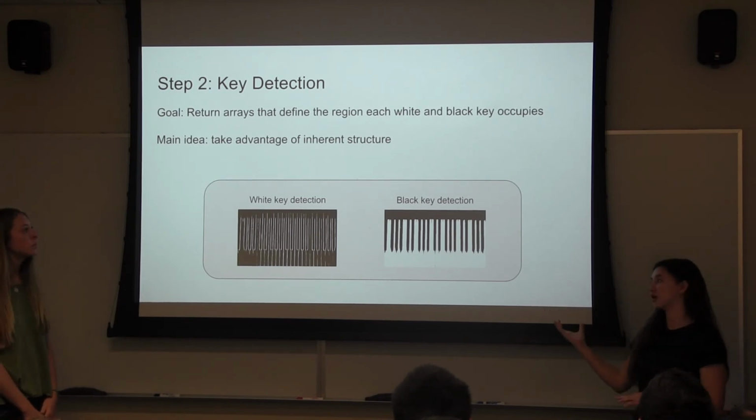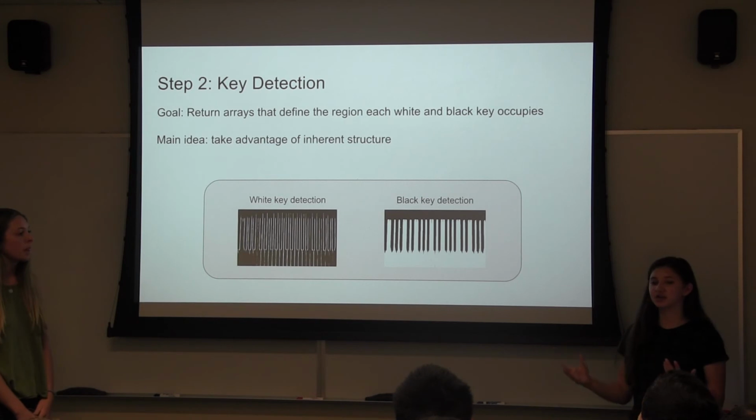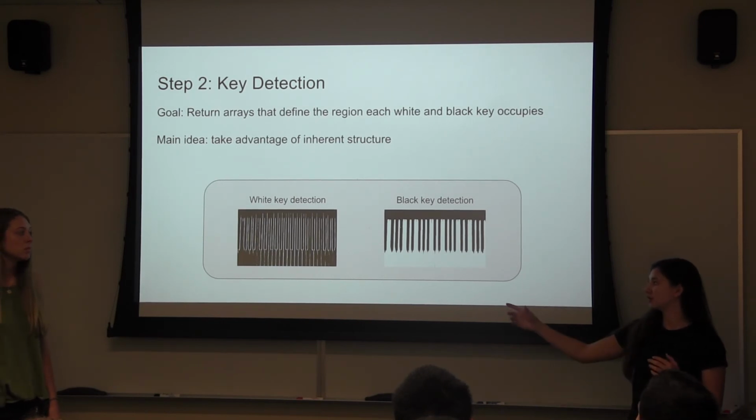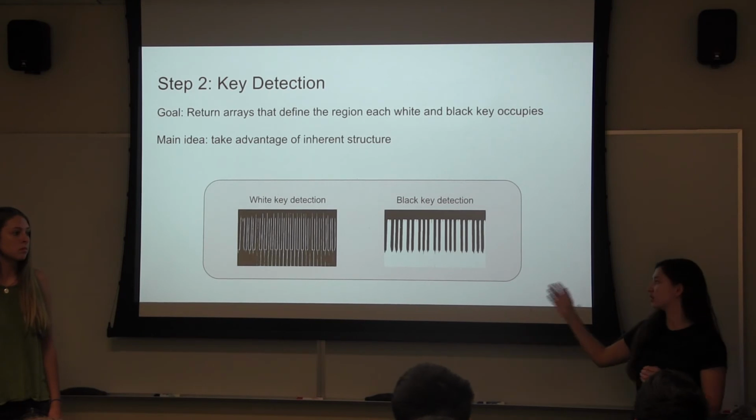The next part of our pipeline was key detection. In key detection, the main objective was to locate all the keys in the view. We took great advantage of the standardization of the shape, size, color, and pattern of the keys on the keyboard. On the left, you can see the binary Sobel of the keyboard was used for white key detection, and just the binary image was used for black key detection.